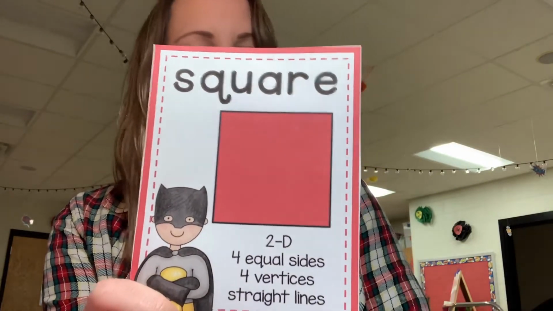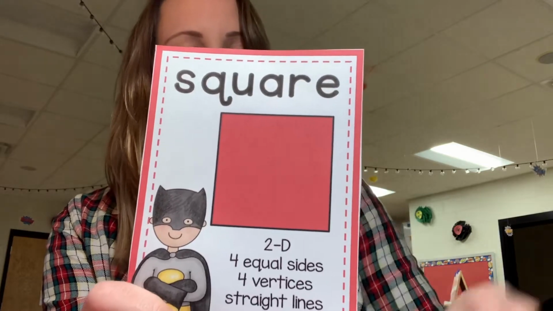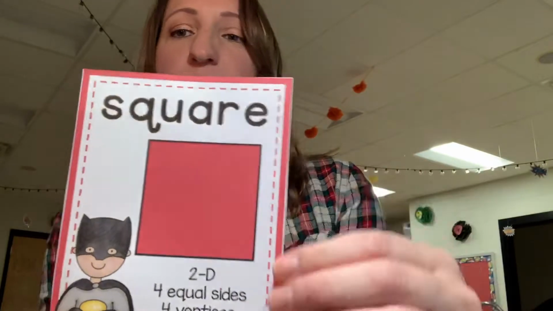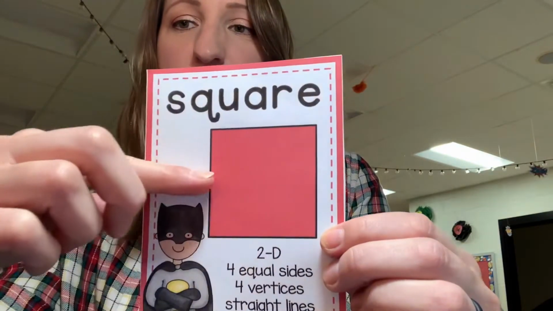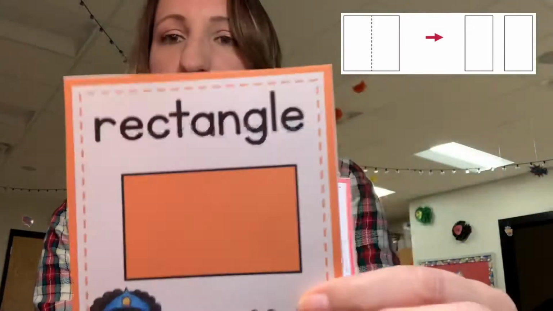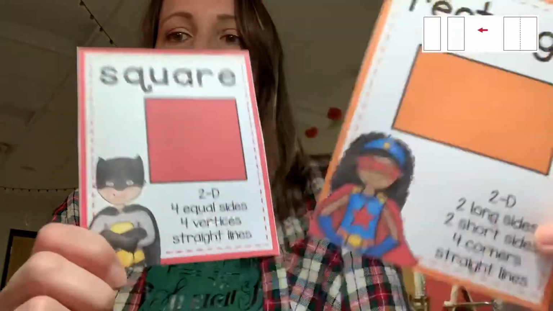4 sides, and it looks a lot like a rectangle. If I were to take scissors and cut this square in half, right there, you would get 2 rectangles. So if I were to put 2 rectangles together, I would get a square.